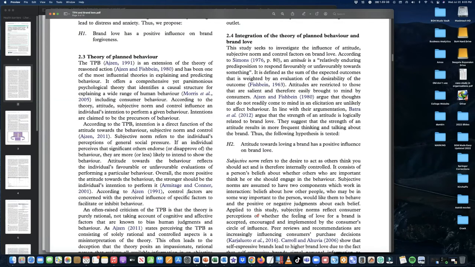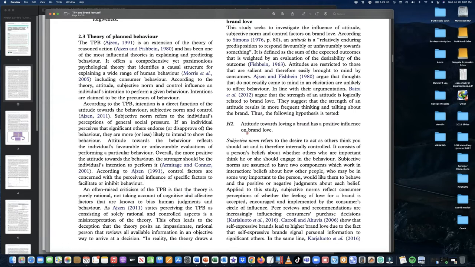Subjective norm. Subjective norm refers to, this is what we call hypothesis building, or we can call it propositions building. We can also do it in qualitative, where we call it propositions. This one is hypothesis. I will explain that later on when I'm displaying propositions and hypotheses. Okay. Now, subjective norm refers to the desire to act as others think you should act, and therefore internally controlled.